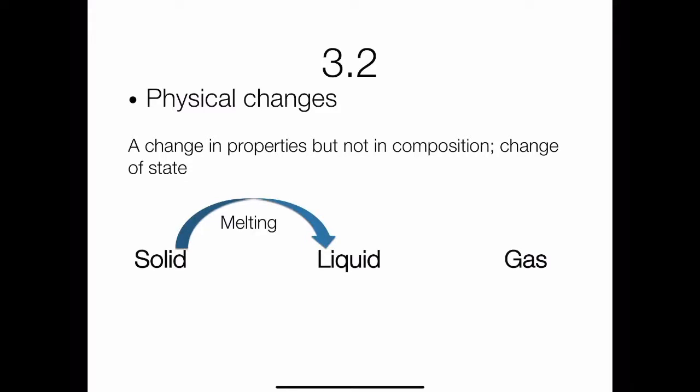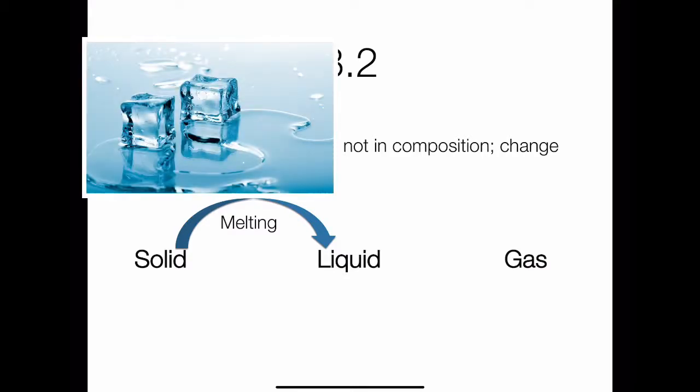Solid to liquid, we know as melting. When an ice cube turns into liquid water, that's when something melts. These are all examples of physical changes of substances.